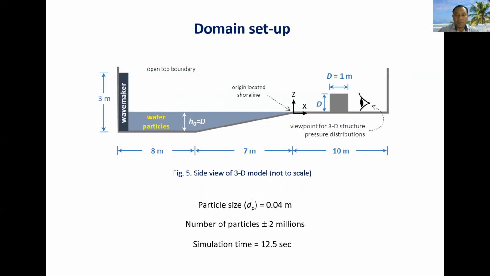Based on the previous convergence study and related works that have been done, as a rule of thumb, the diameter of particles should not be greater than 1/10 of the smallest length of the structure. And this present study adopts a particle size of 0.04 meter, where the number of particles involved in the simulation are about 2 million. The total time of simulation is 12.5 seconds.